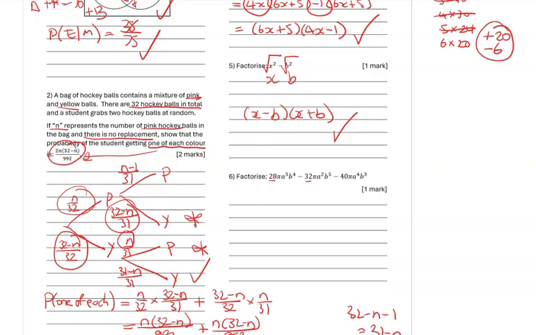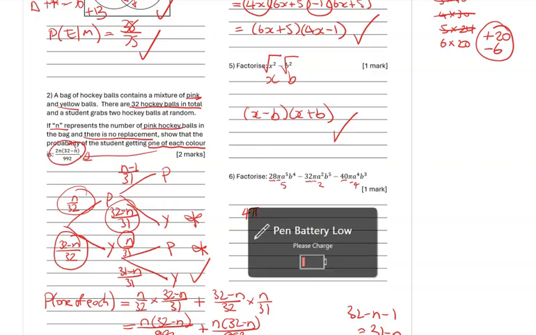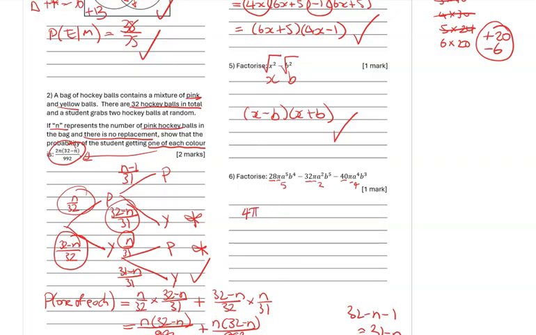Looking at the numbers, we've got 28, 32, and 40. All of those have a 4 in common. So a 4 is going to take out. We can see they've all got a pi in common, and pi is just a number, and I can take that out and factorize that like any other number. And then let's look at the letters. I've got a to the power of 5, so I've got 5 over here, 2 over here, 4 over here. So the smallest amount that they have in common is 2, so that's going to become a squared, and we're going to repeat the same for the b's. We've got 4 b's here, 5 b's here, 3 b's here. The smallest b's that they have in common is 3, so that's going to become b cubed. So it's a bit messy, but that's all of the common factors that they have in common.